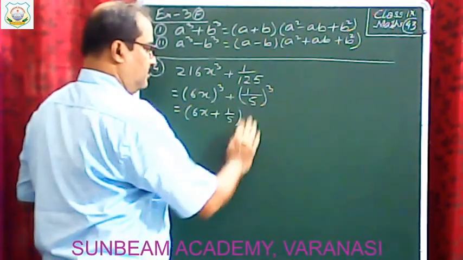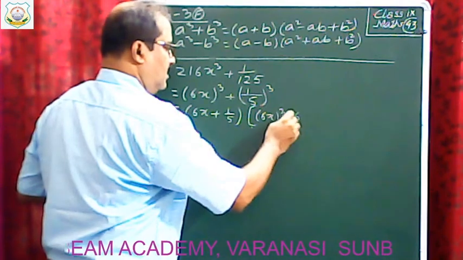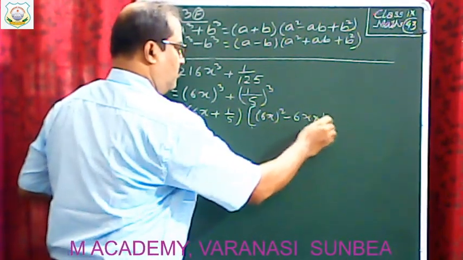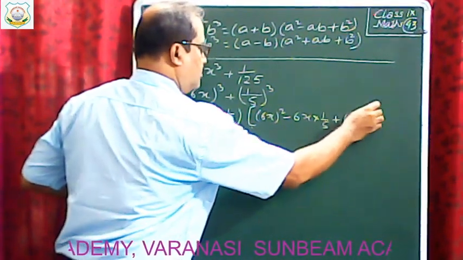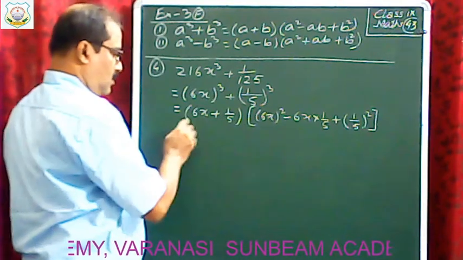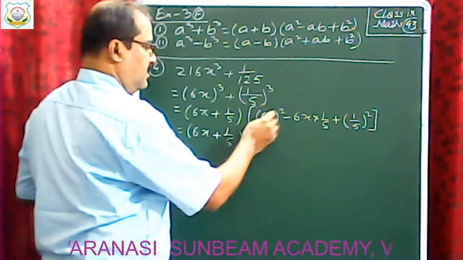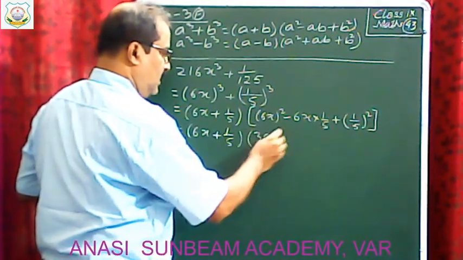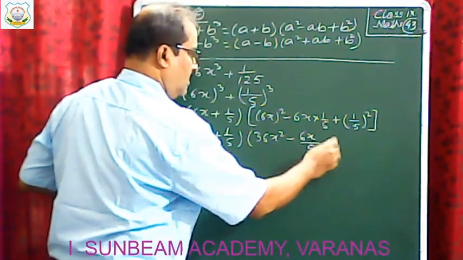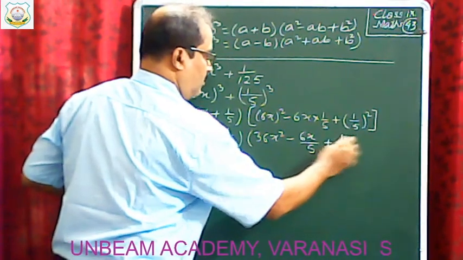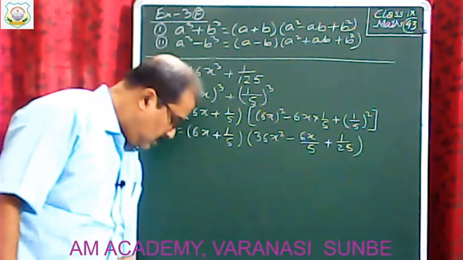Thereafter a square, so (6x) whole square, minus ab, so 6x into 1 upon 5, plus b square, that is (1 upon 5) whole square. Simplify finally. (6x) whole square is 36x square, minus 6x upon 5, plus (1 upon 5) whole square means 1 upon 25. That's all. So simple.